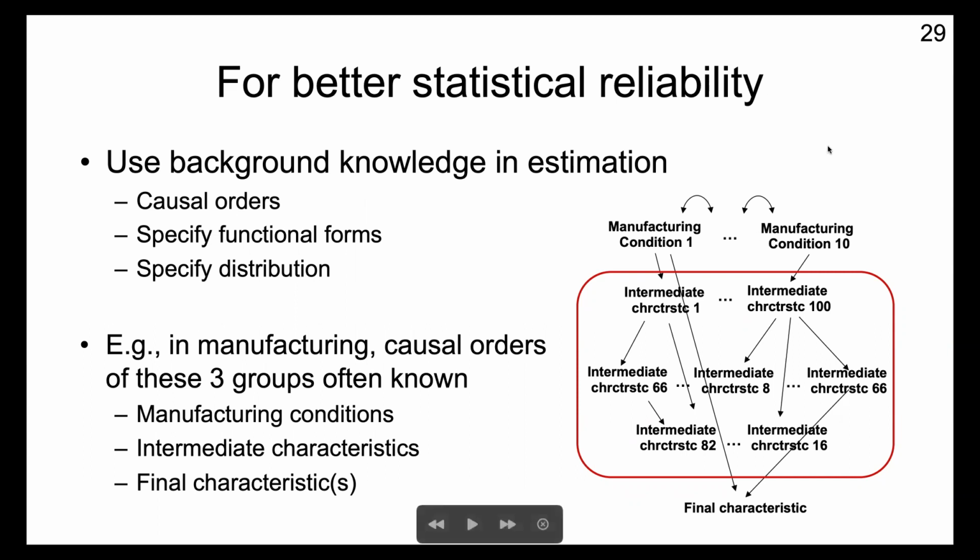So the first group is variables related to manufacturing conditions. The second is those related to intermediate characteristics. And the last is those related to final characteristics. So we know the causal order of these 3 groups, and we want to find the causal structure of this part, the causal structure of intermediate characteristics.